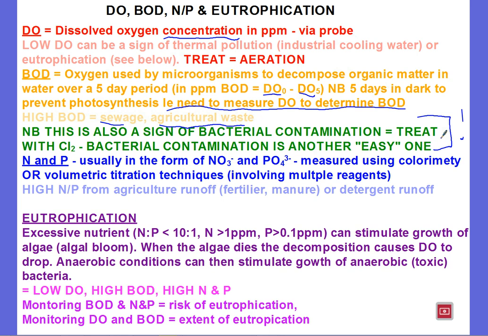How do you measure it? You measure it with BOD or do E. coli tests. How do you treat it? You treat it with chlorine to kill the bacteria. So this is a nice, easy one to talk about as well.